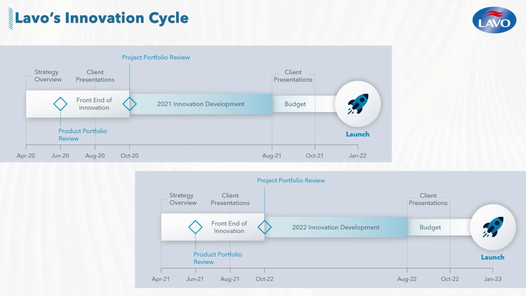On average, there are 6 months between the client presentations and products showing up on the shelves. In short, Lavo ends up maximizing the time spent with their client by tackling innovation activities from 2 cycles at one time. This is what we call being proactive in innovation management.